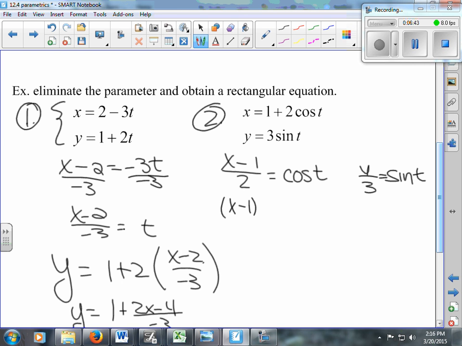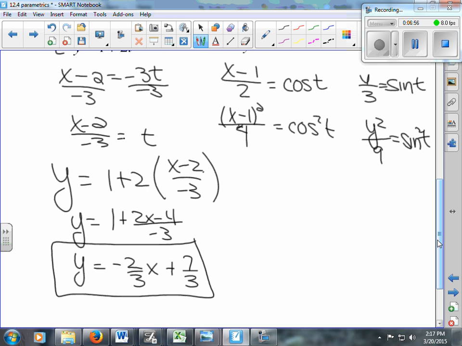And I'm not going to even bother to FOIL this out. I'll go ahead and square 2. And then on my other one, y squared over 9. And then what I'm going to do after this is I'm just going to be tricky. I'm going to add these 2 equations together.